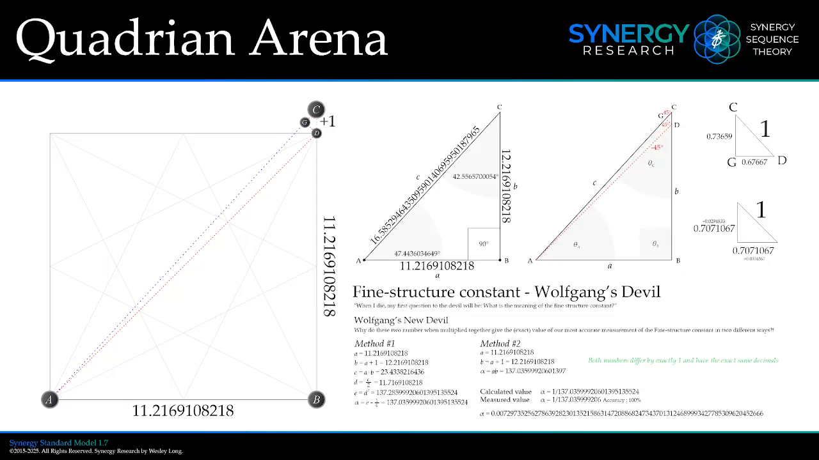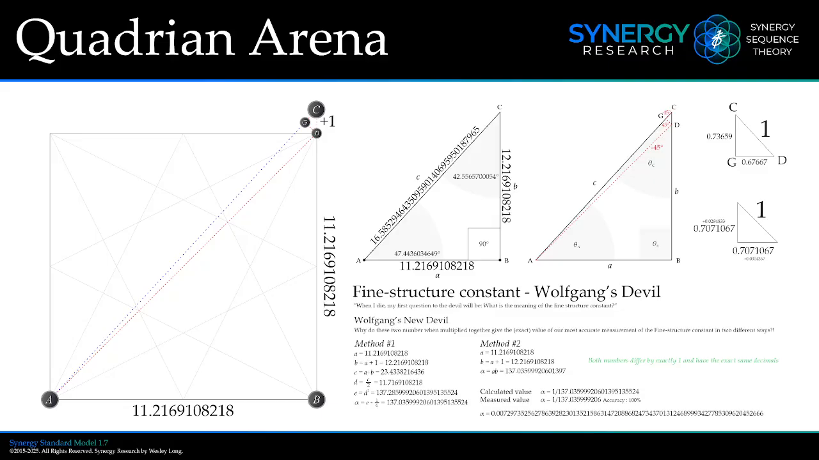The triangle is not isosceles, not 45 degrees, but an asymmetrical right triangle whose lengths yield incredibly elegant results when combined. Here are two methods shown. Method 1. Let A equals 11.21690818. Let B equals A plus 1, 12.21691828. C equals A plus B equals 23.4338216446. Then the formula. Alpha equals e minus C over pi, equals e minus 23.43216246 over pi, which gives the fine structure constant to full decimal accuracy.